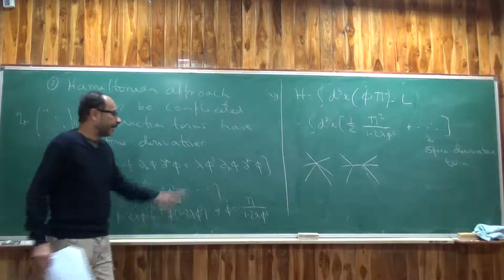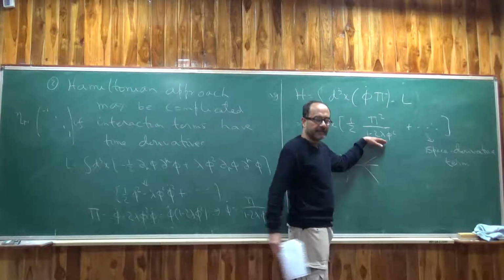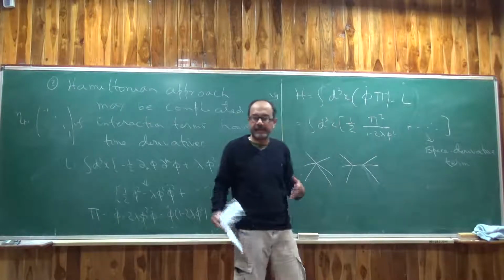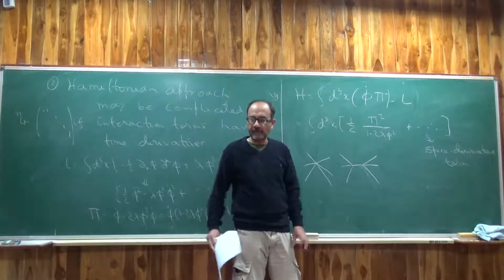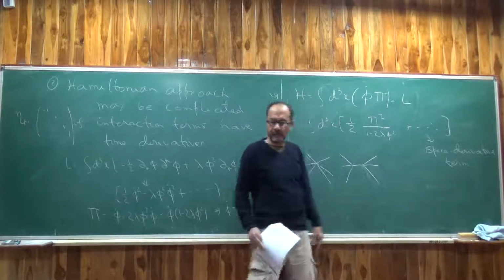We'll see that in the path integral approach, you don't have such problems. You never get things in the denominator. If the original Lagrangian didn't have things in the denominator, you will not encounter things in the denominator in the path integral approach, in the Feynman rules.